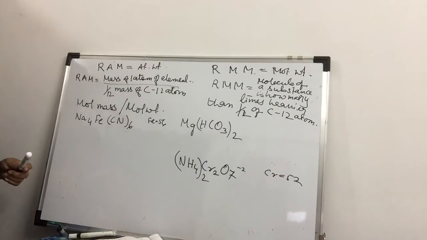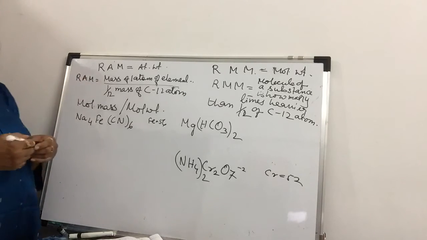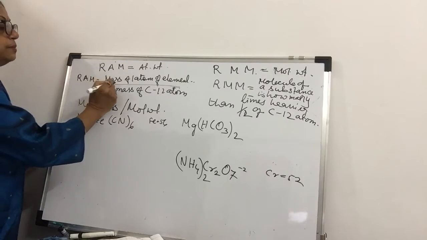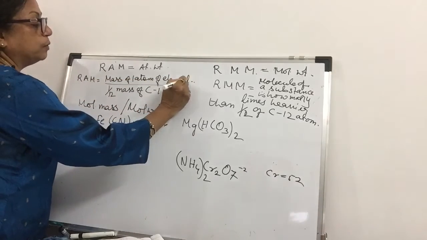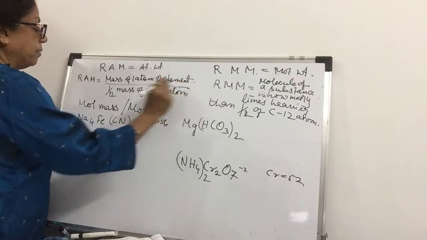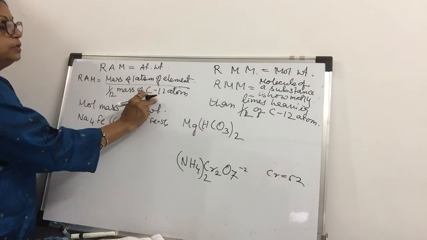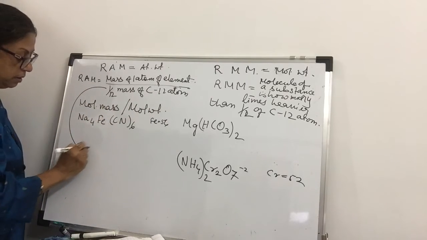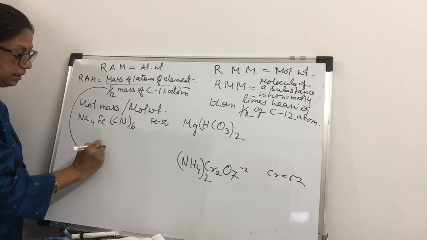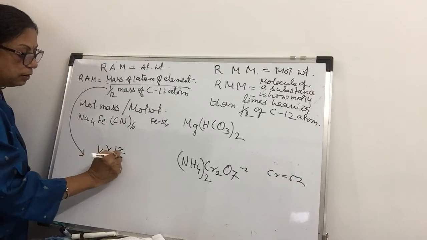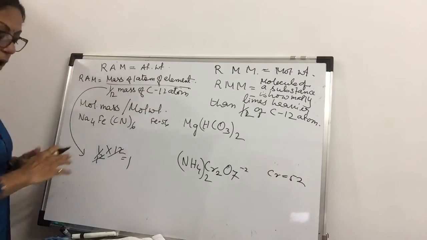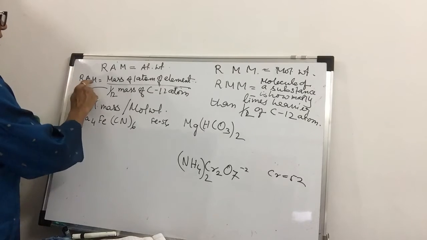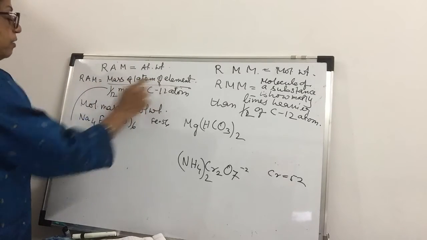What is relative atomic mass? Actually, it is a comparison with the carbon atom. So here relative atomic mass is the mass of one atom of the element divided by 1 by 12 of the mass of carbon 12. Now 1 by 12, look here, 1 by 12 into 12 is what? 1. So here we get 1. So this will become relative atomic mass is the mass of one atom of the element.